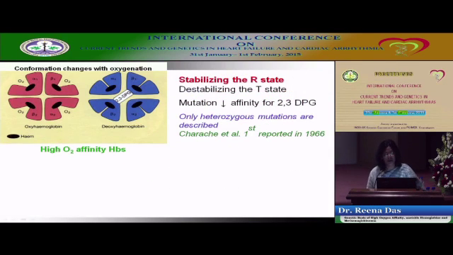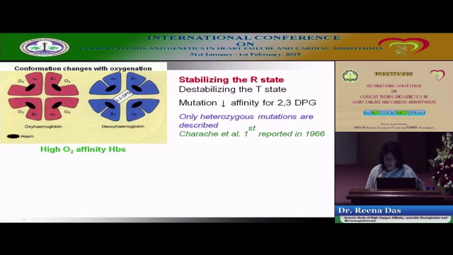What actually happens is that between the tense and the relaxed phases, the hemoglobin molecule goes into the relaxed phase when the oxygen is there, and requires this 2,3-DPG at that particular point. So usually these mutations, like in this particular case, are in the heterozygous state.